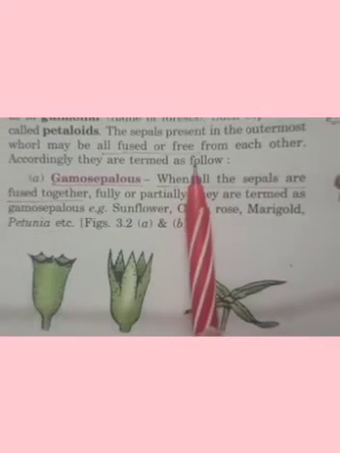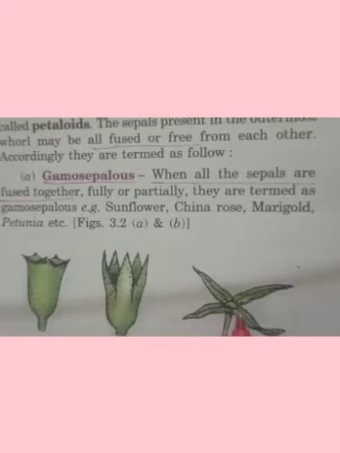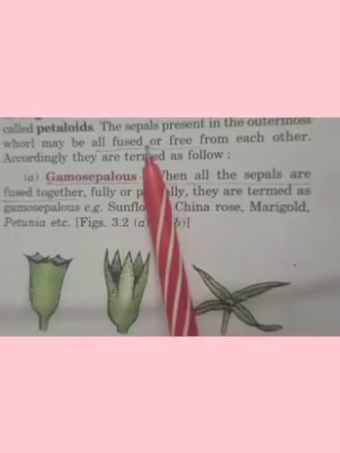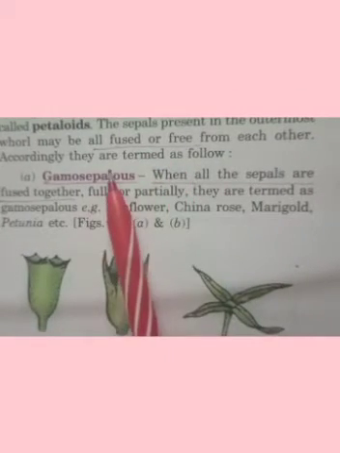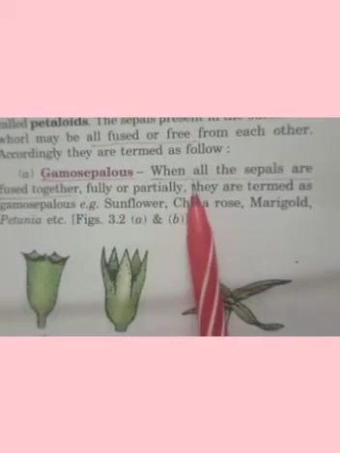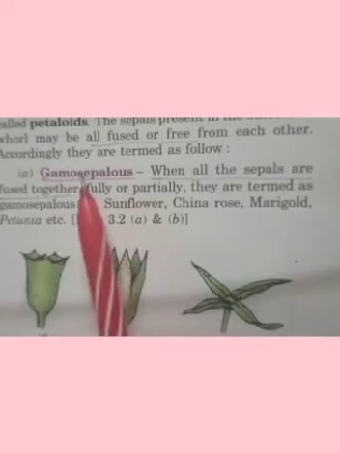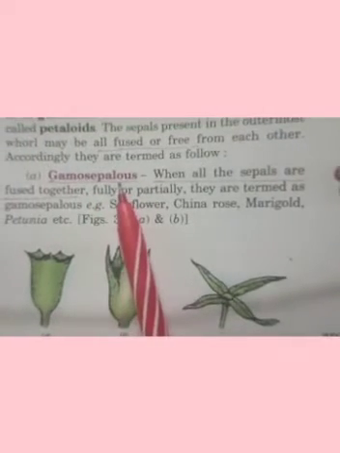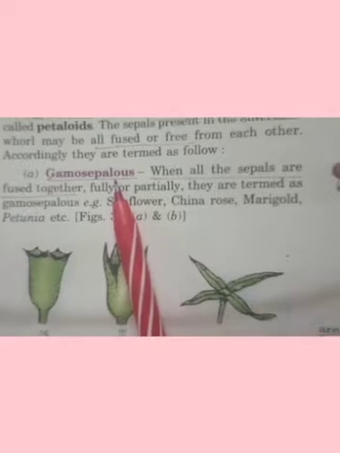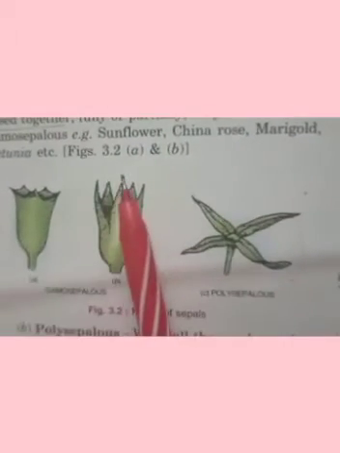These sepals or calyx may be fused, meaning joined together, or they may be free. So on the basis of this, calyx are of two types. First is called gamosepalous, when all the sepals are fused together. Gamo means joined, sepalous means sepals, that is your calyx, right? Examples are China rose, sunflower, marigold, etc.